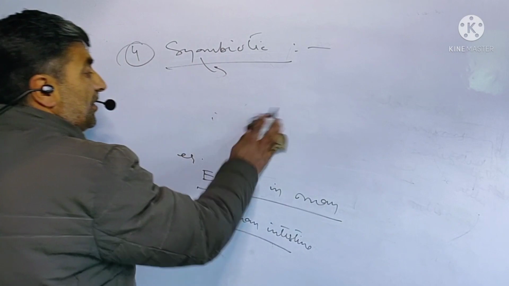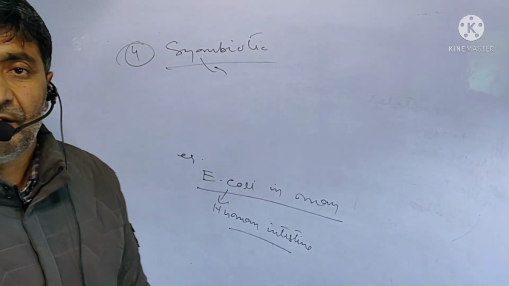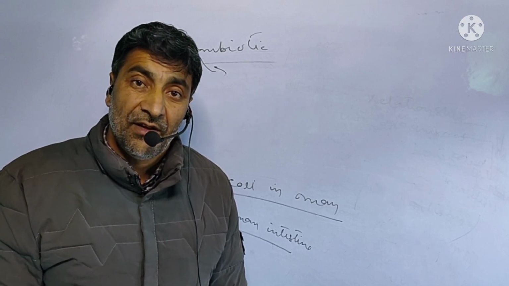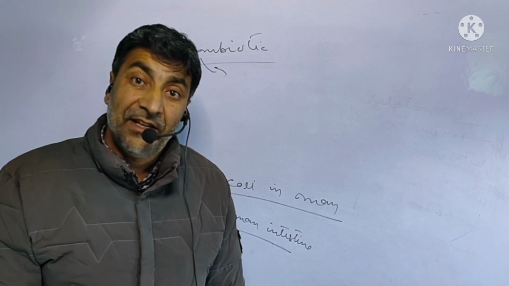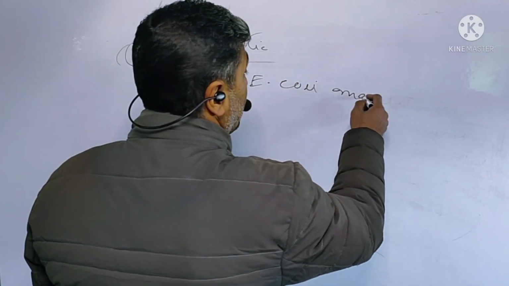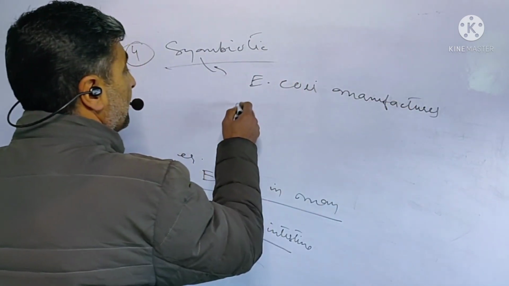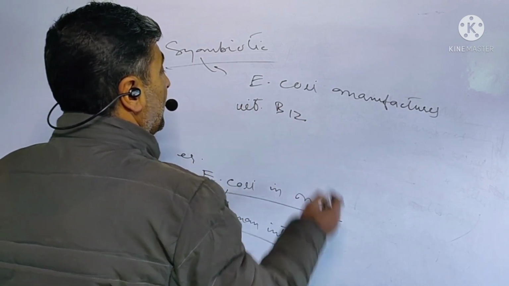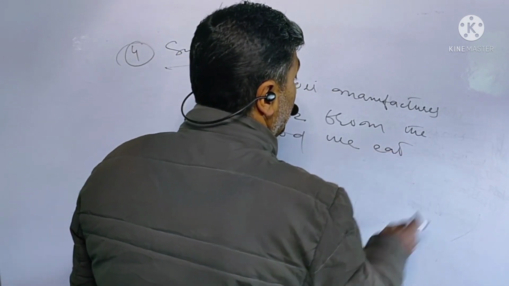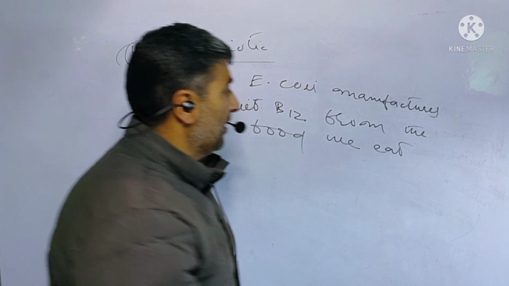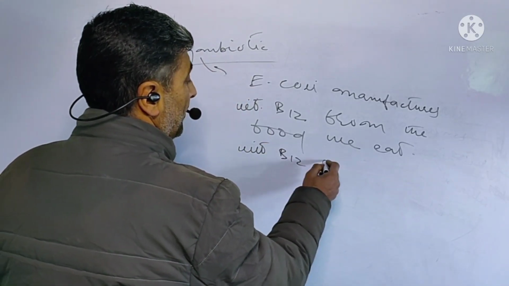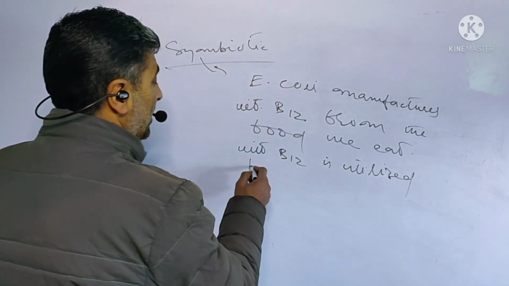Shabash, try to understand how it shows symbiotic association here. When E. coli lives in the human intestine, it manufactures one of the important vitamins, that is called vitamin B12, from the food we eat. And then that vitamin B12 is utilized by the human body.